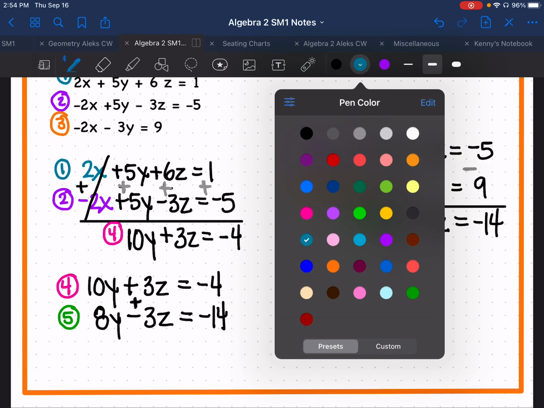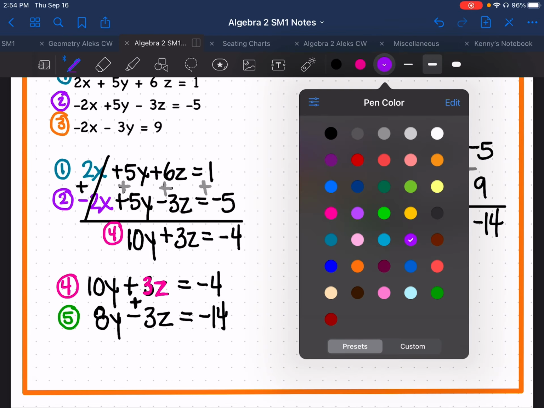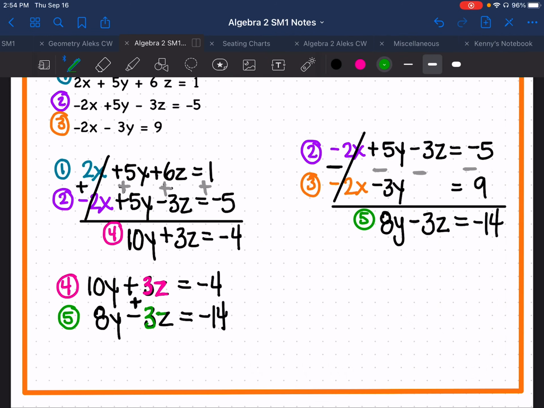Let me go ahead and change the colors so that you guys can see what it is that I am eliminating. So I am eliminating my positive 3 and my negative 3. There we go. That's what I'm going to eliminate, okay? So 3 plus negative 3 gives me 0. What I do to those, I have to do to these guys. So I'm going to add 10 plus 8, and I'm going to add negative 4 plus negative 14.